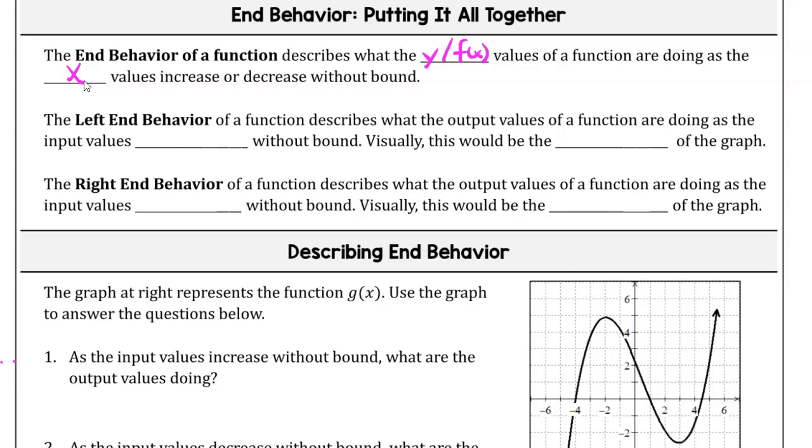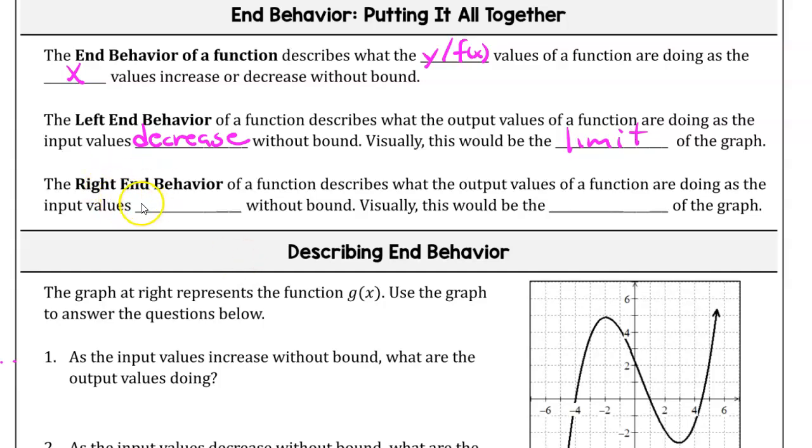Do those go up and down? Right. To break that apart a little bit, the left-hand behavior describes what the output values are doing as input values decrease. So as the x values get smaller without bound, which means forever, visually, this would be what's called the limit of the graph. If we take the function to the limit, or look at its limits, which means look at the far outsides, what is happening? Same thing with the right-hand behavior.